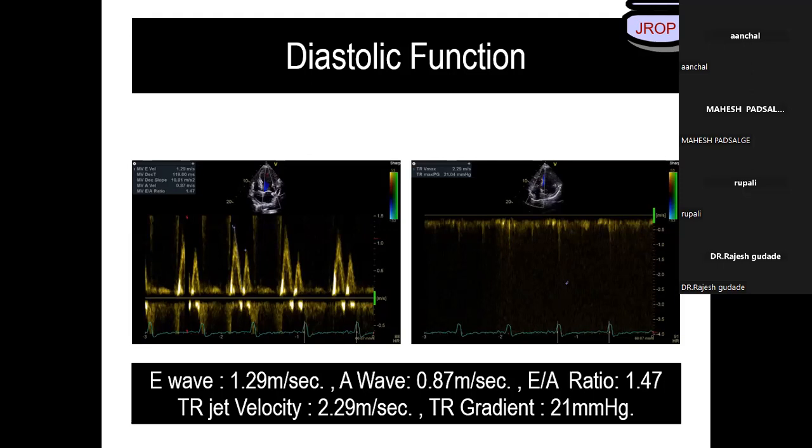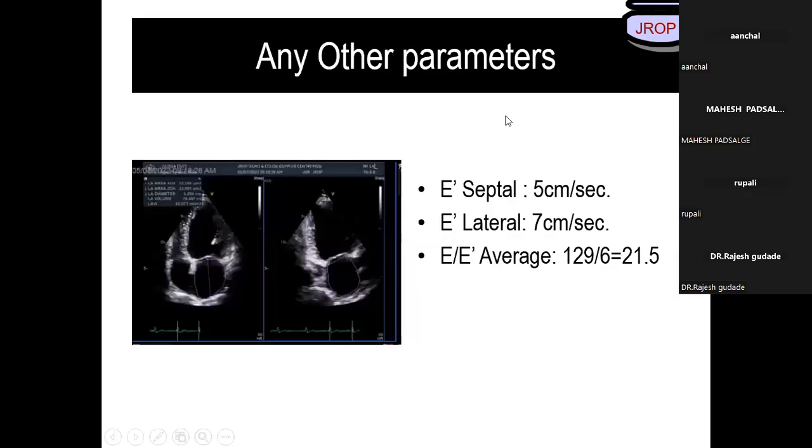So Dr. Mahesh Patsalge. Yes, sir. It is grade 2 because E by A ratio is 0.8 to 2, that is 1.47. TR jet velocity is less than 2.8, that is 2.29, and TR gradient is again less than 28. So it fits in grade 2, but I will require the LA volume to categorize in between. E by E prime is more than 14. So it is grade 2 with increased LA pressure, sir.